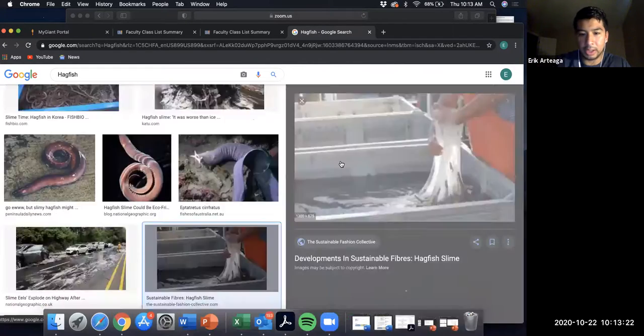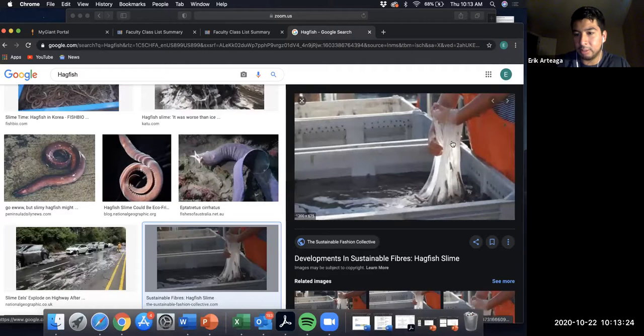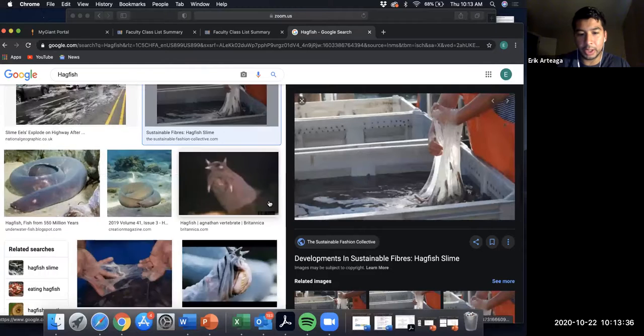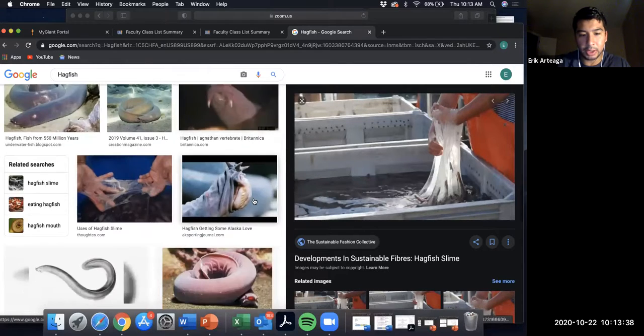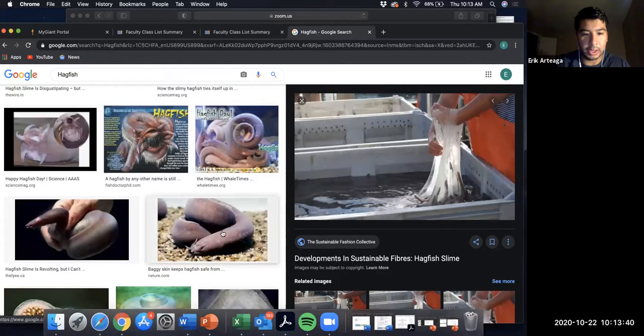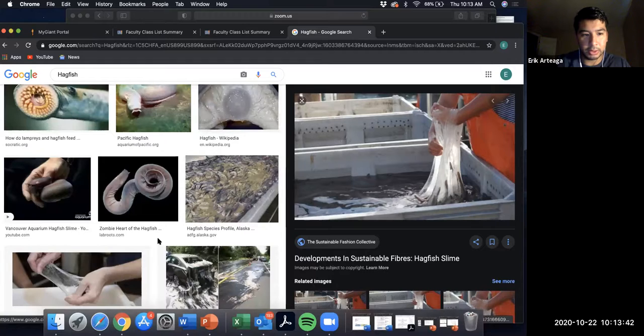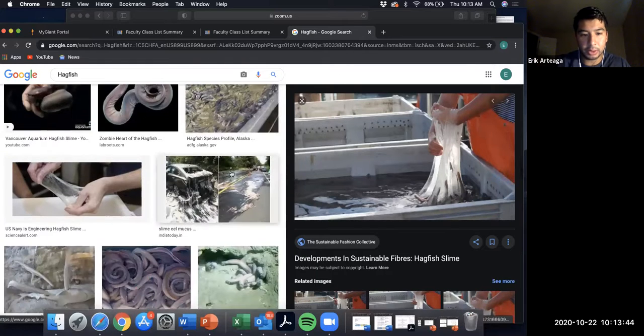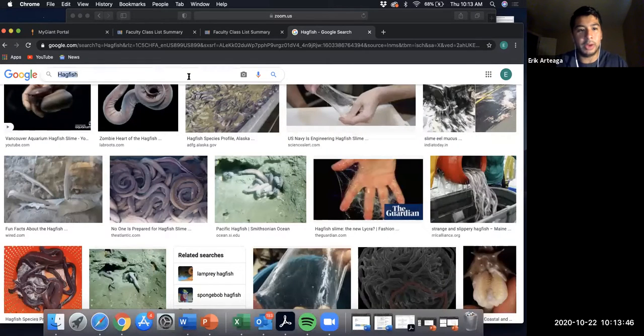So here's an example of the slime that they can produce when stressed. Okay, and again, it's very thick, and organisms can get that caught in the gills, and then it can be detrimental to that predator. Okay, it can prevent them from being attacked. Okay, so these are very interesting organisms. Okay, so these are hagfish. Okay, and then you do have the lampreys.